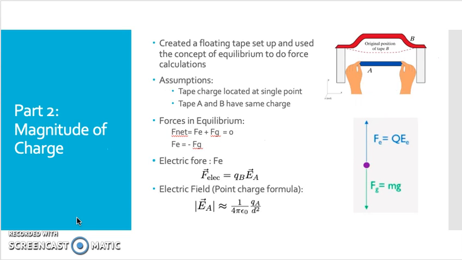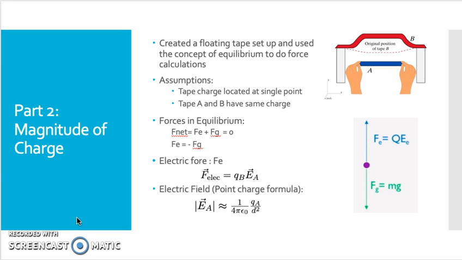For part 2 of the experiment, we created a floating tape setup and used the concept of equilibrium to do force calculations. For this setup, we needed to assume that the tape charge was located at a single point in the center of the tape, as well as that both pieces of tape had the same amount of charge. From here, we saw that the initial top piece of tape was floating and not moving, which showed that the forces acting on the tape were in equilibrium, and the only forces acting on the tape were the electrical force from the piece of tape below and gravitational force.